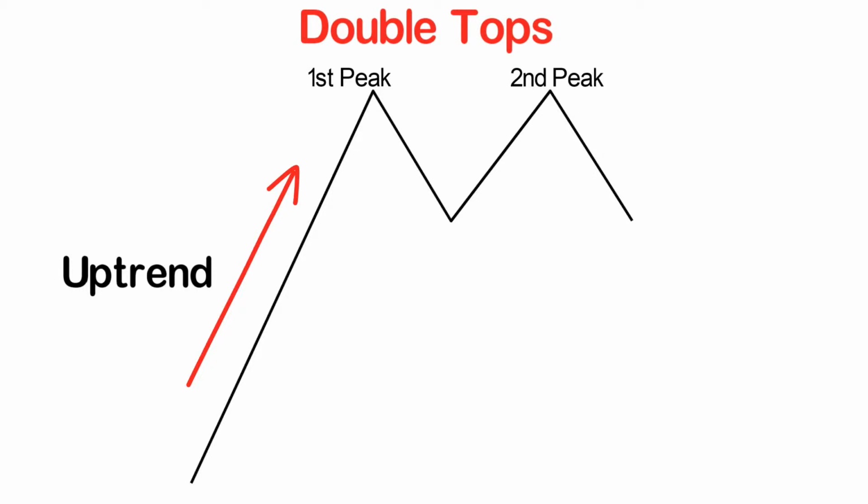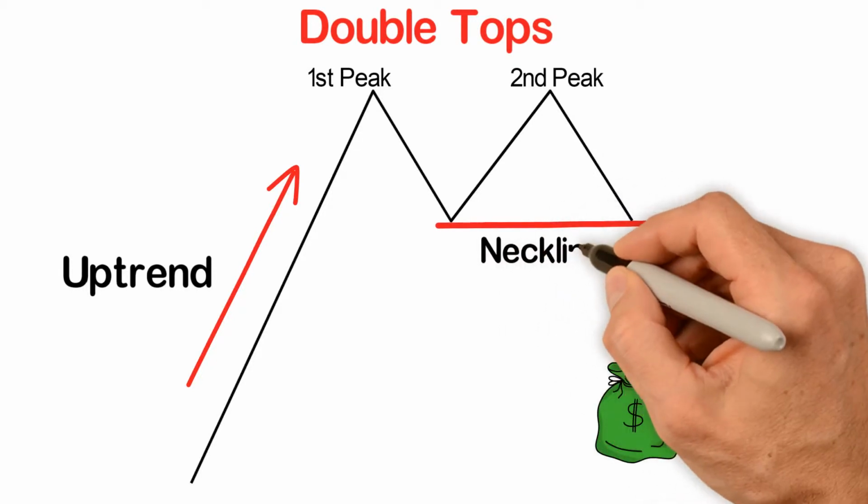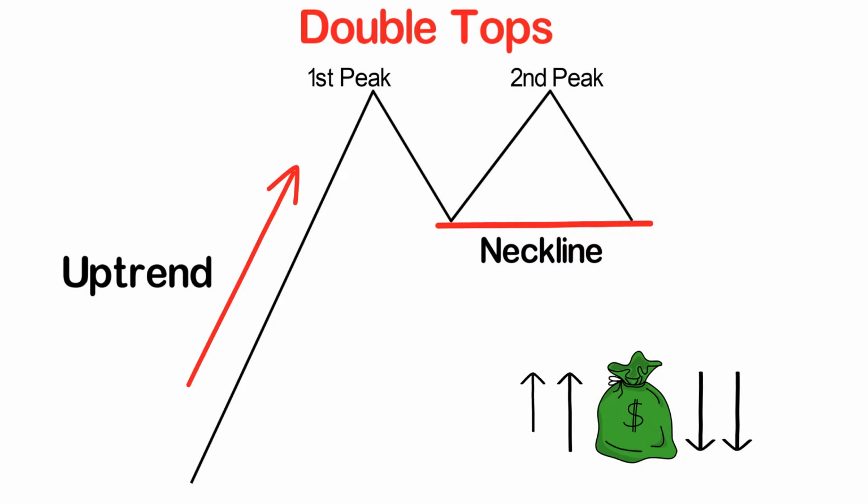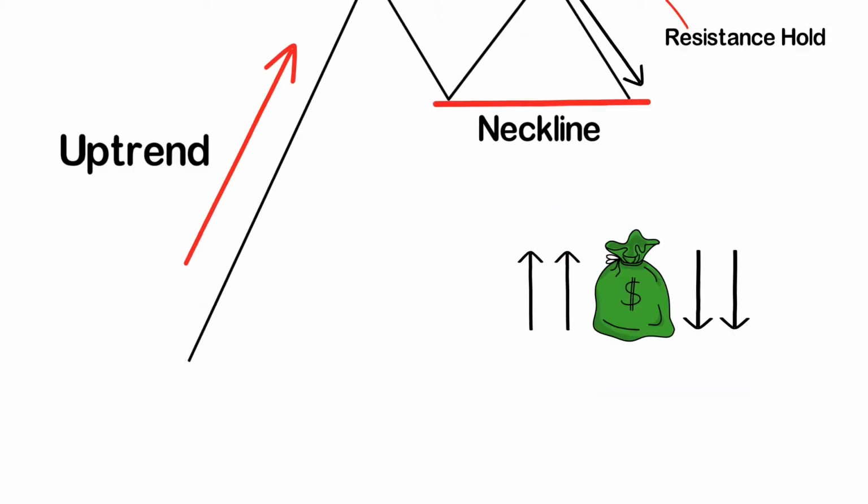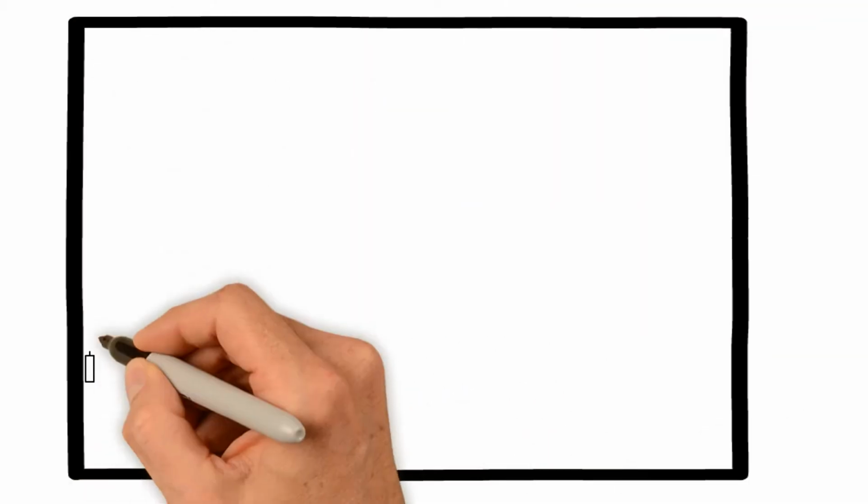After facing a resistance, price pulls back, creating a support level called the neckline. Then the price moves back to the previous resistance set by the previous peak. After failing to break it, it continues downwards to break the neckline. Let's take a look at the chart.